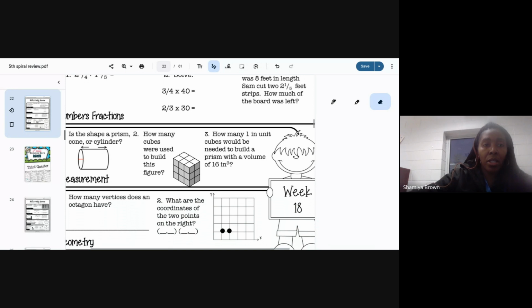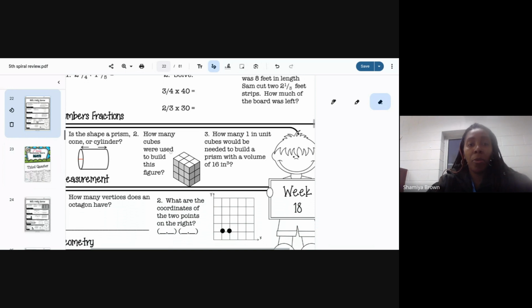Okay, this says, is the shape a prism, a cone, or a cylinder? This would be a cylinder. Yeah, cylinder. Pretty sure it's a cylinder. All right, so this one would be a cylinder.